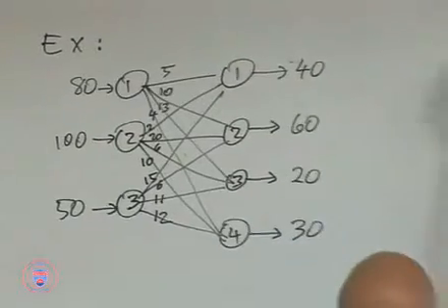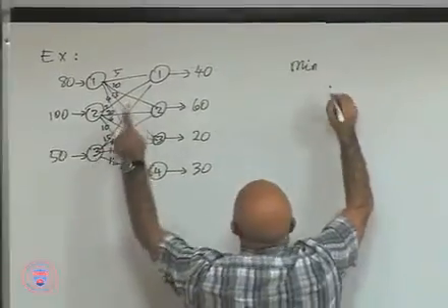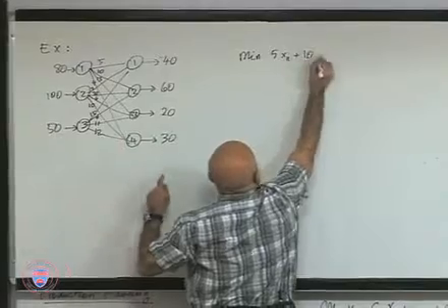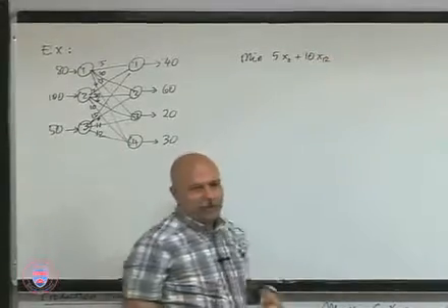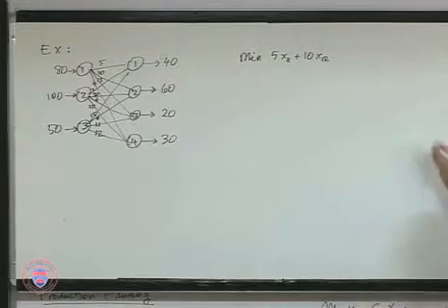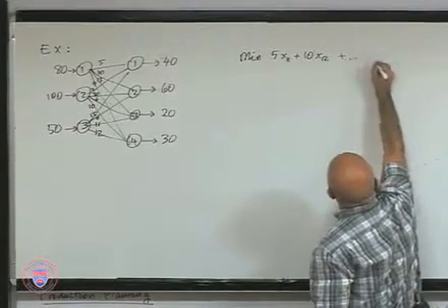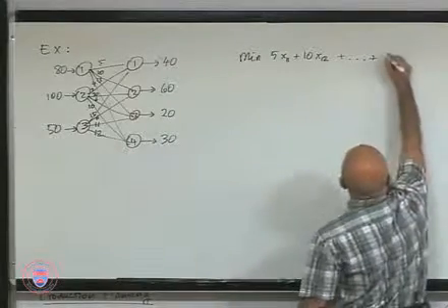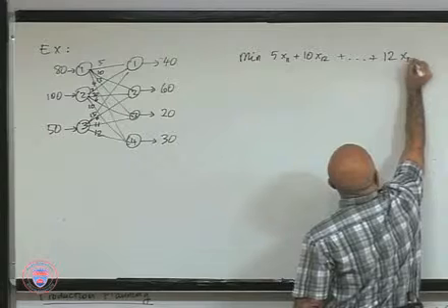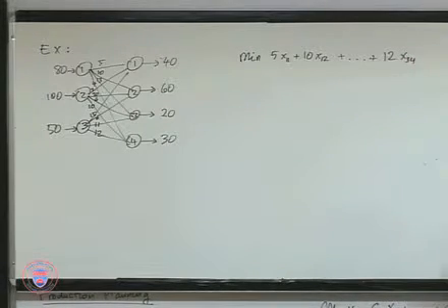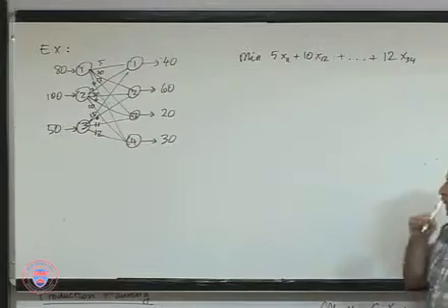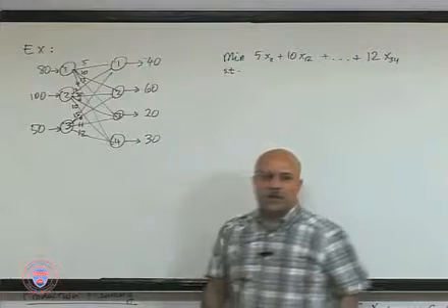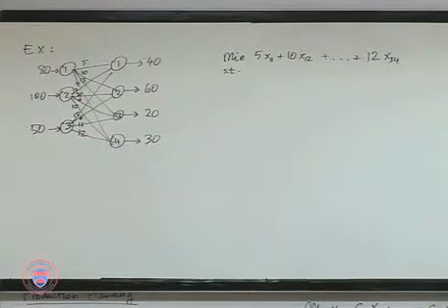So in this problem, I'm going to minimize 5 times x11 plus 10 times x12, and I'm a little bit lazy now. This is the second lecture, so you can fill in the blanks. The last one will be 12 times x34. Okay, that's your objective function, the total cost. Subject to 3 supply constraints and 4 demand constraints.